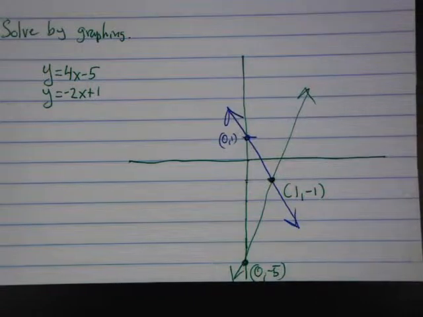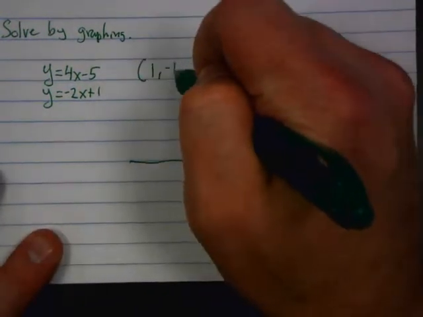So when I ask you for the answer, when I ask you what's the solution, what are we really looking for? Where they intersect. Where they cross. That's exactly right. We're looking for where those two lines cross. Where do those two lines cross? They cross at (1, negative 1). So our answer would be (1, negative 1).